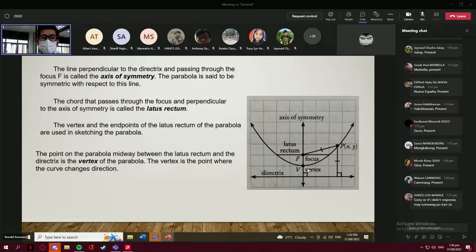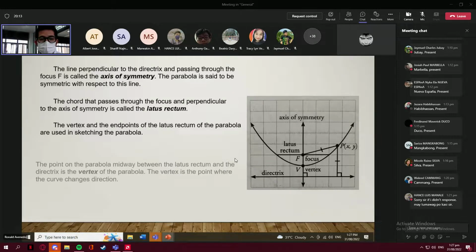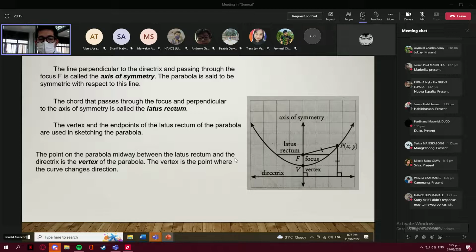The point on the parabola midway between the latus rectum and the directrix is the vertex of the parabola. Midway, the exact middle. The vertex is the point where the curve changes direction. So this is the vertex.